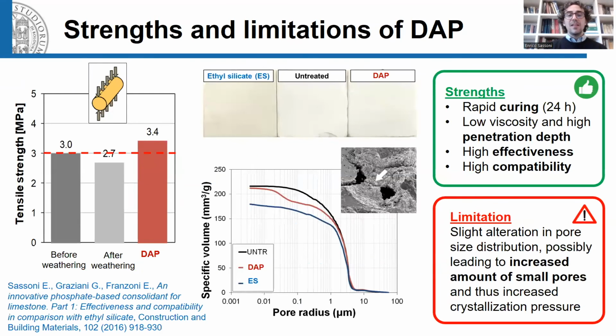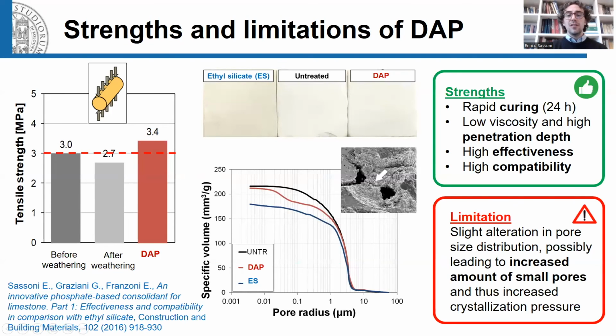Several experimental studies have shown that by the application of DAP solution, it's possible to achieve very significant increases in mechanical properties of different substrates, marbles, limestones, but also lime mortars, and so on. And this is possible without causing significant alterations in the aesthetic appearance of the substrate, as well as in its physical properties. A delicate point is that DAP solutions cause some slight alterations in the pore size distribution, again, because we are introducing a new mineral inside the pores.